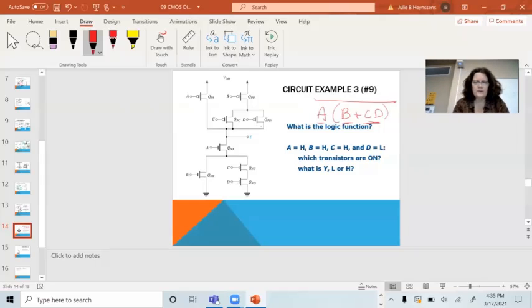I think you get to do this on the homework too. A is high. Yeah.